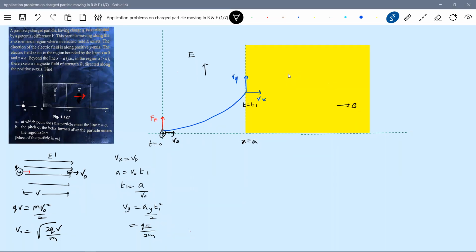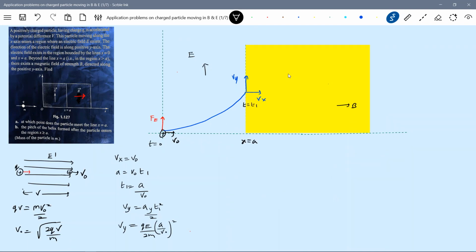Okay, I made changes. Thank you. Ay equal to QE by m. So T1 is A V naught by whole square. Later on, we'll write V naught in the end, so it will become a very lengthy equation. Let it be as it is, Vy. So this is the speed Vy now.